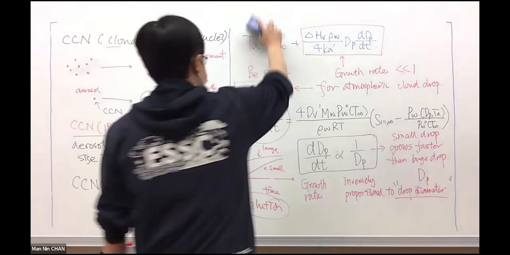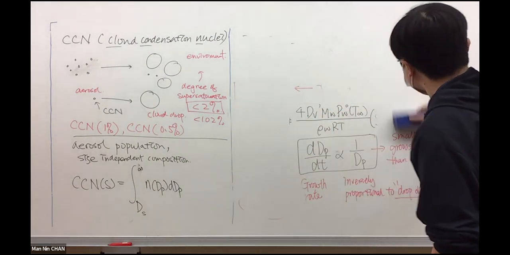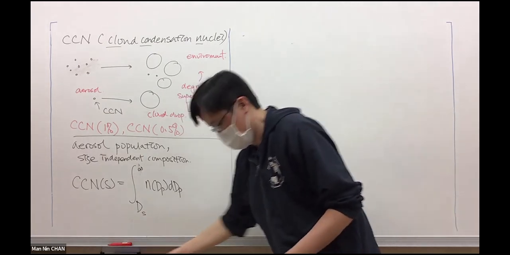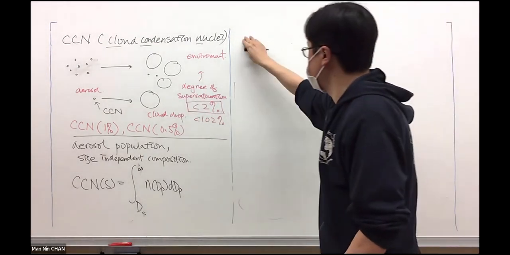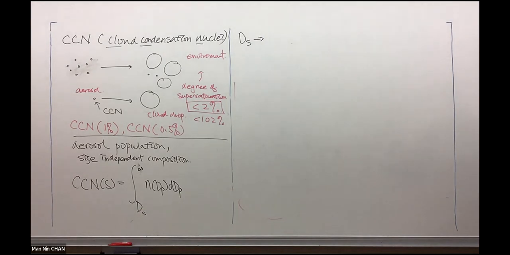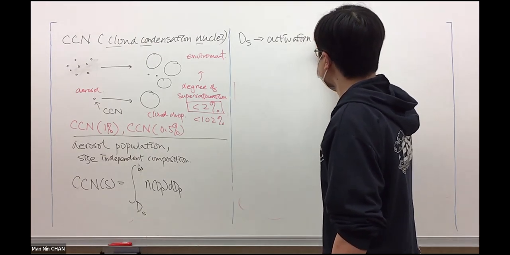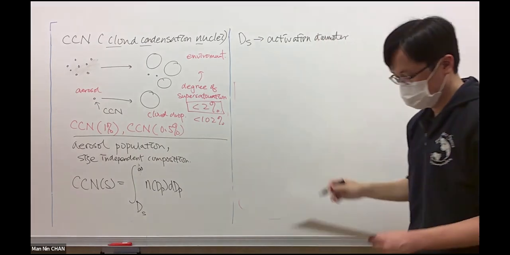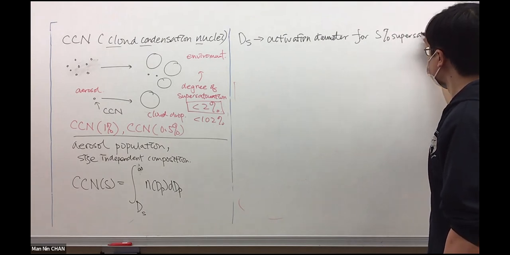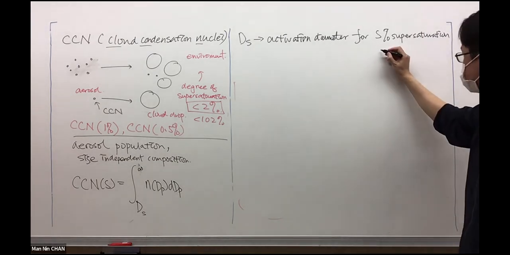So let me show you in this graph, then you will have a better idea about this equation. First, we need to know what the Ds is. Ds is what we call the activation diameter, or the critical diameter, right?